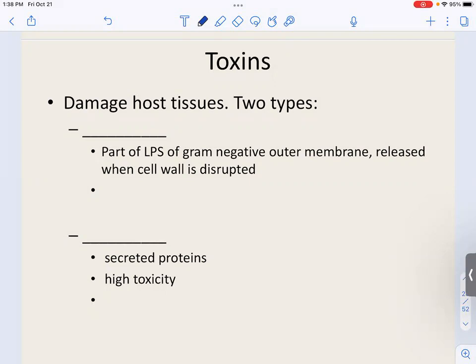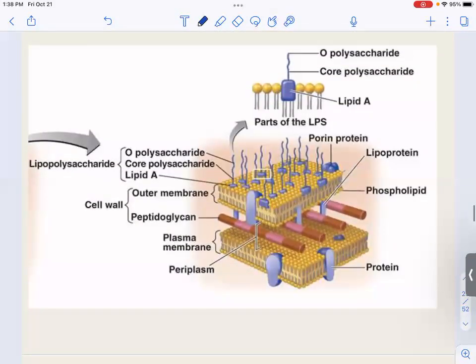We've talked about one of them already. We've talked about endotoxin. Remember, endotoxin is lipid A, which is part of the lipopolysaccharide of gram-negative organisms only. I'll come back to this slide in a minute. That's part of the outer membrane of bacterial cell walls. That lipid A is embedded right in that outer membrane, so it's only released when that gram-negative cell dies.